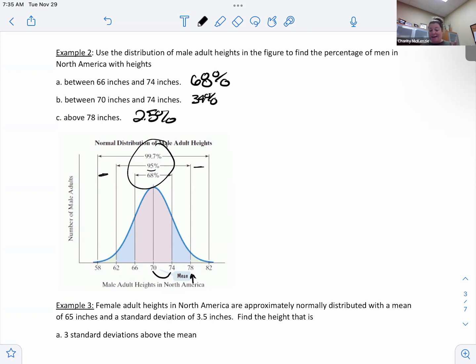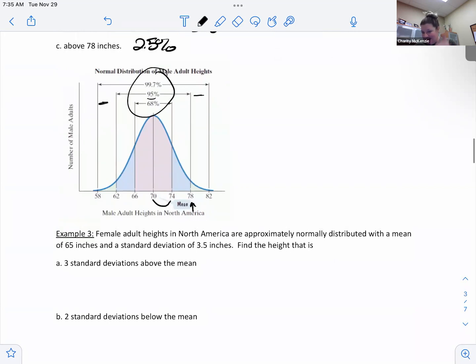Okay, so you can kind of use a puzzle to add in more information. And what does the mean do? The mean splits it in half. So sometimes you have that asked about half.